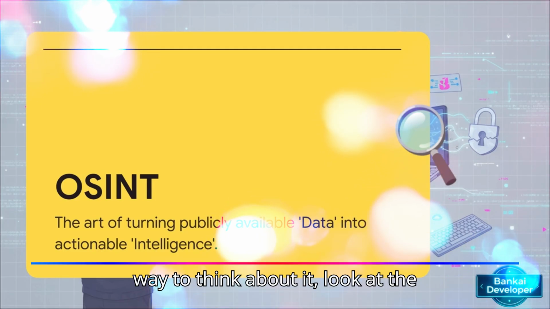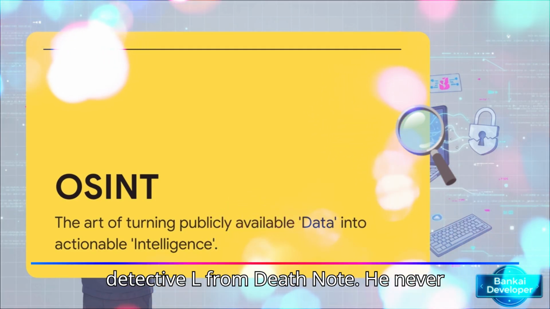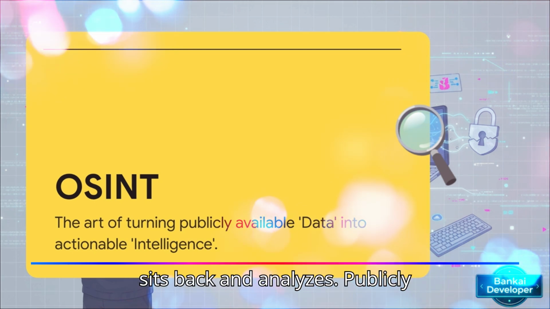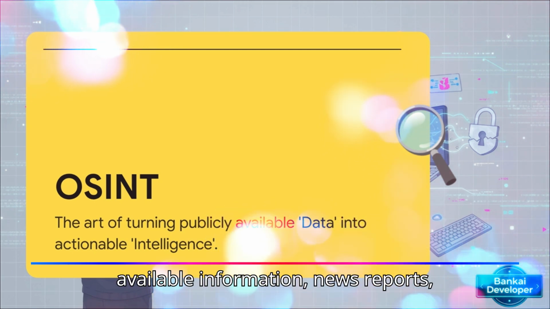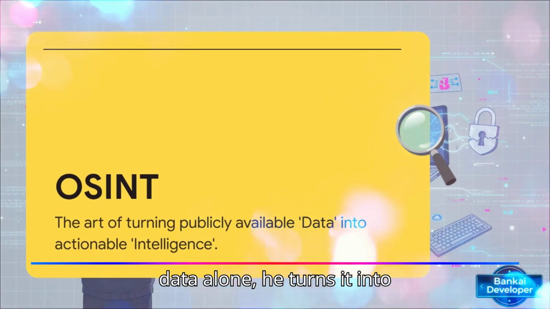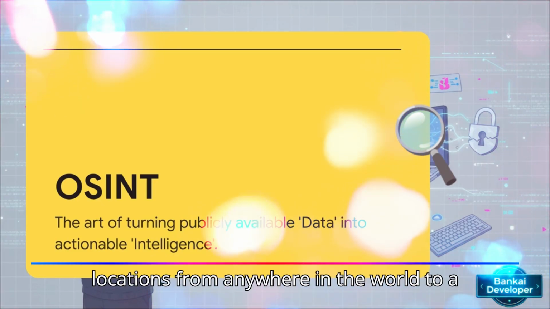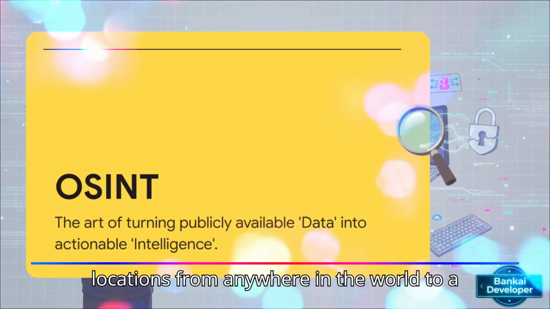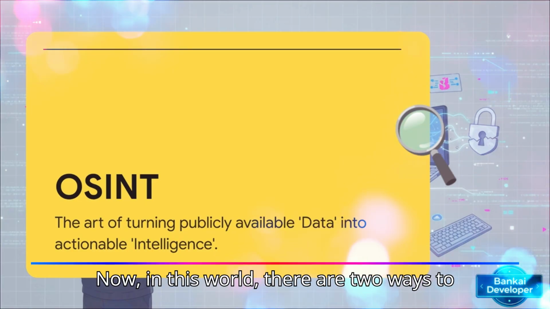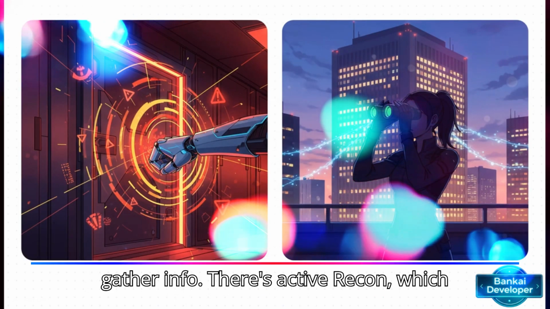The best way to think about it? Look at the detective L from Death Note. He never attacks Kira directly, right? He just sits back and analyzes publicly available information. News reports, police data, TV broadcasts, and from that data alone, he turns it into intelligence, narrowing down Kira's location from anywhere in the world to a single region in Japan. That's OSINT.